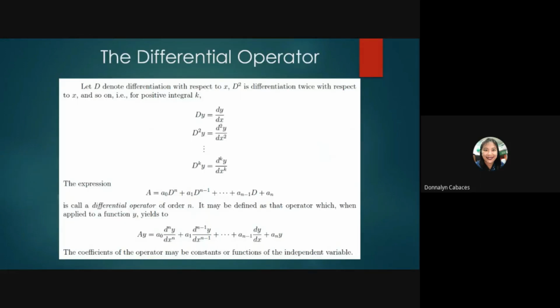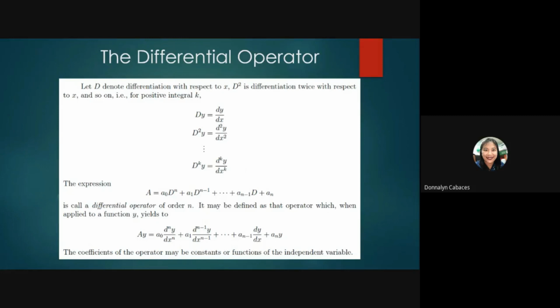Okay, so let us have now the differential operator. So what is this differential operator? This is actually the derivative with respect to x. So if you have Dy, it means derivative of y with respect to x. If you have D squared y, that is the second derivative of y with respect to x. And if you have D to the k y, that is the kth derivative of y with respect to x.